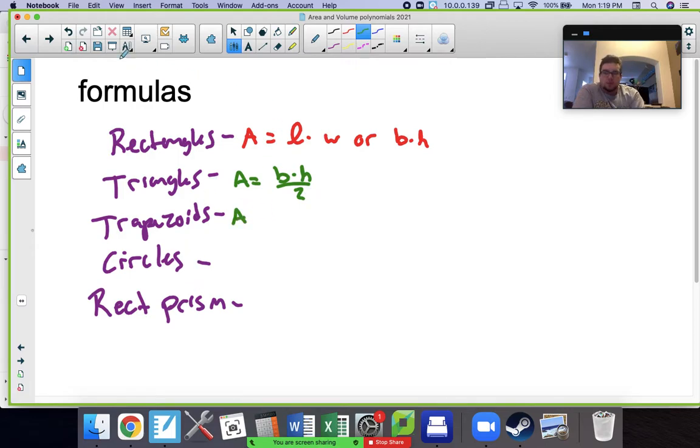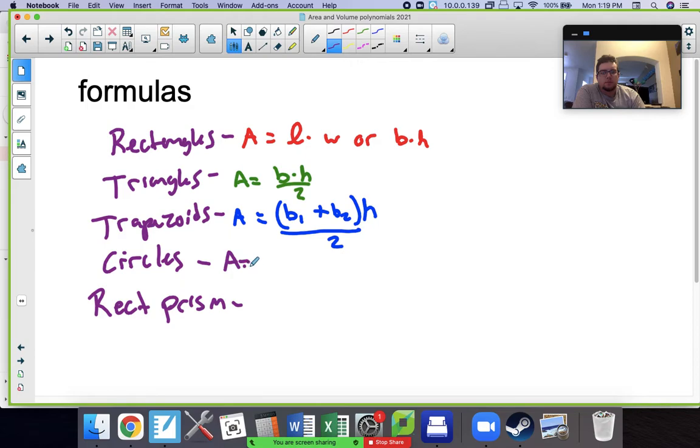Trapezoids, much more involved. Oh, dang. Didn't know I was going to erase all the way back to there. I just wanted to use a different color.